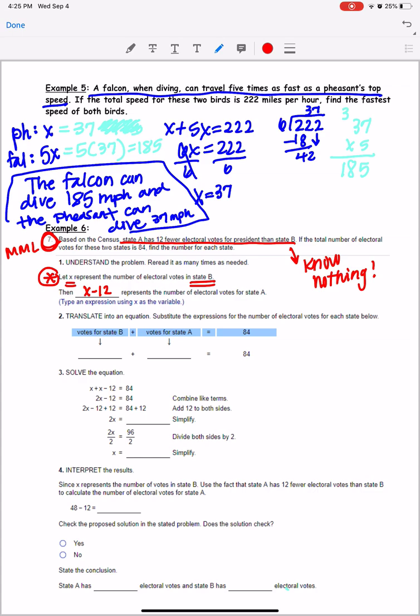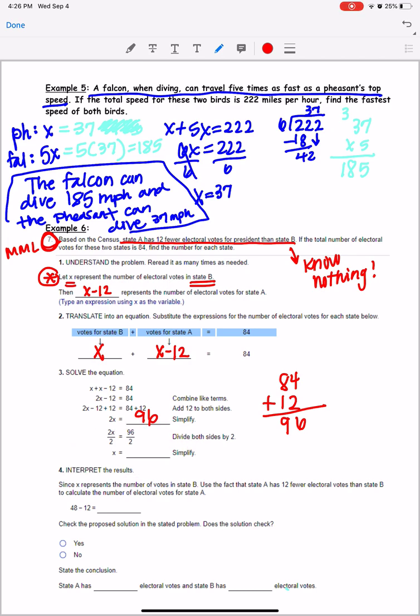So votes for state B, that's your X. Votes for state A, that's your X minus 12. Once you put this in, then this will show up. And so they're solving the problem, just figure out where they are in their problem. They've got 84 plus 12, that's what they're wanting right here. So 84 plus 12, you get 6, you get 9, so this is 96. Then this part shows up.